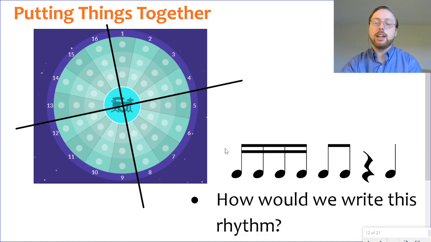Let's clap the rhythm, and then I'll give you time to think. Ready, clap. Tikka tikka tt, sh, ta. So take 15 seconds, think about how you would write this in groove pizza. I'll wait.